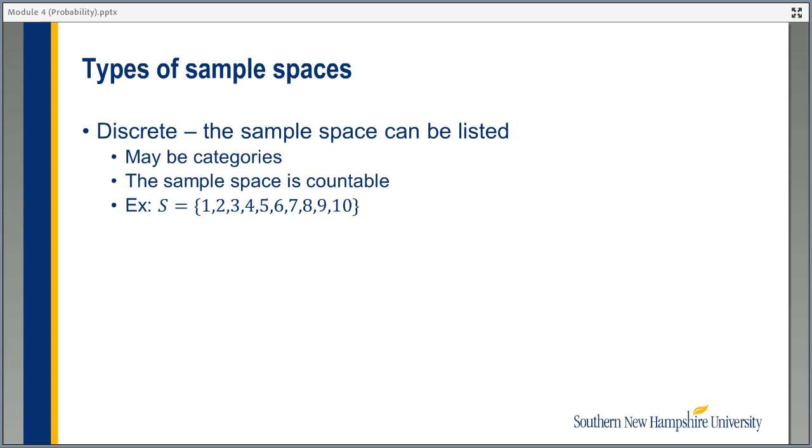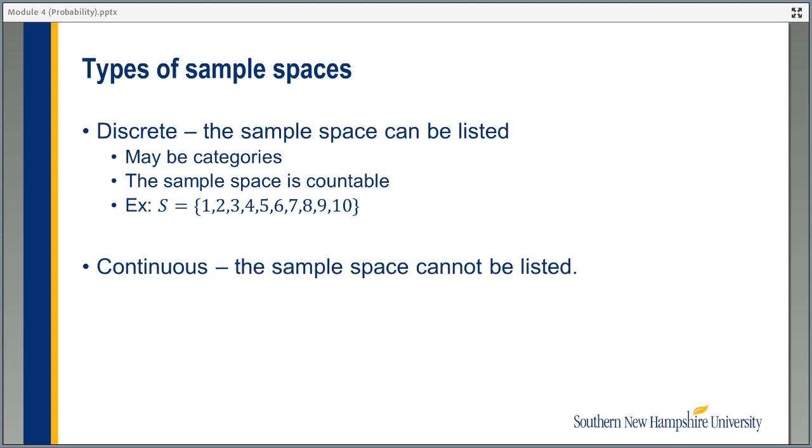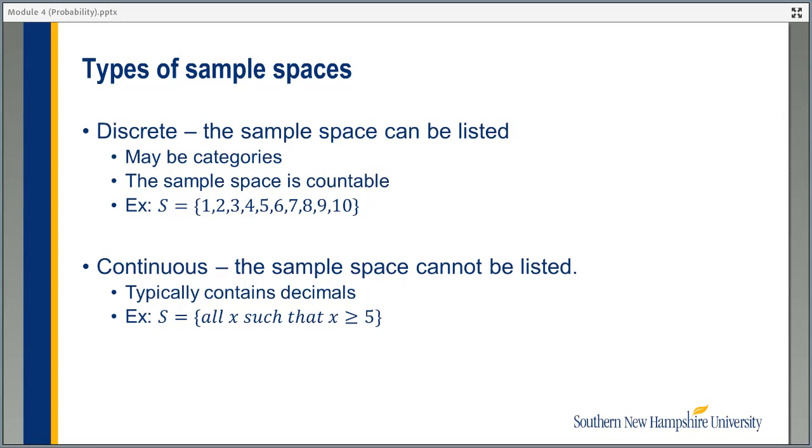The other type of sample space is continuous, which has a sample space that cannot be listed. Typically, a continuous sample space will contain decimals. An example may be all the x's such that x is greater than or equal to 5. This is impossible to list out because it will contain infinitely many values.